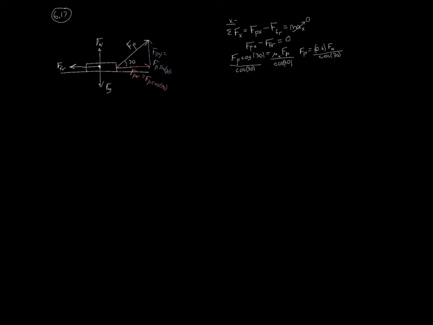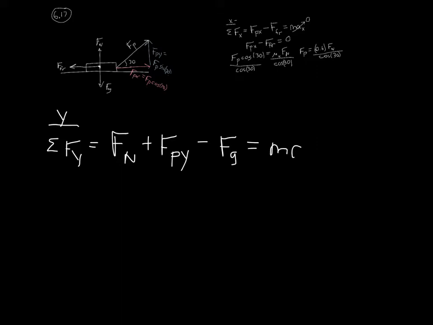Let's see what's going on in the y direction. So I have the sum of forces in the y direction. What forces are acting up? Fn is acting up, the normal force. Any other forces acting up? F pull y. Anything else acting up? Nope. Anything acting down? Gravity. And it's going to be equal to mass times the acceleration in the y direction.